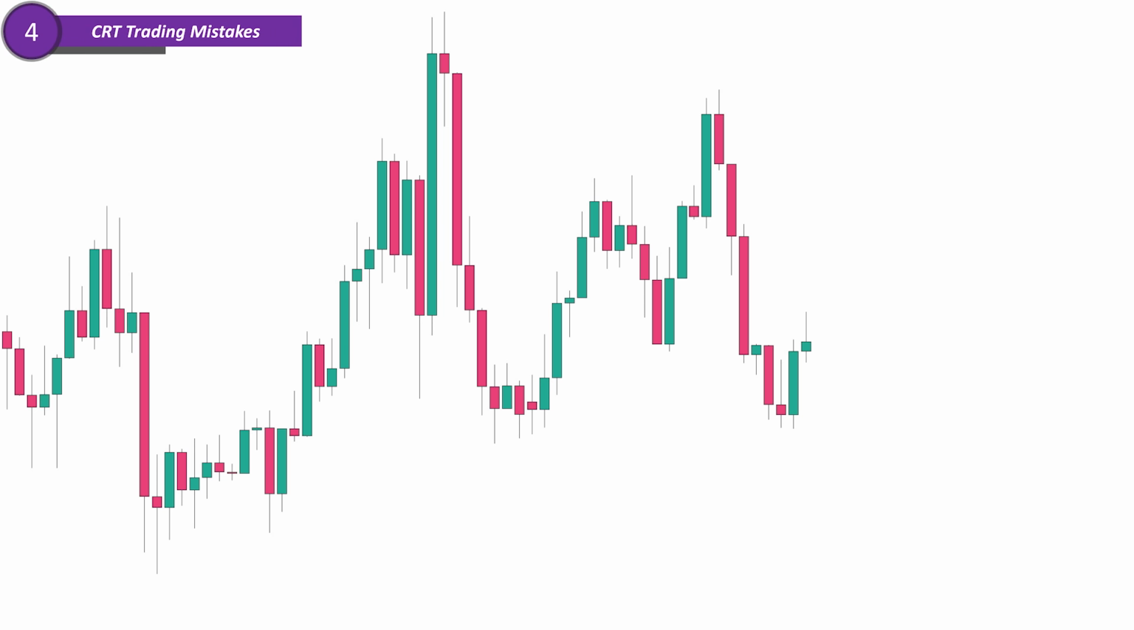One big mistake is trading CRT during a choppy market, where there's no clear direction. CRT works best in trending conditions where you can clearly identify impulse and correction legs. Without that, the sweeps can become meaningless.